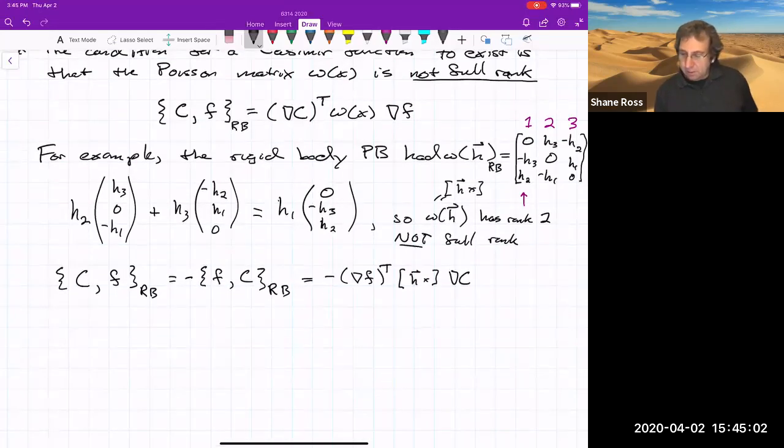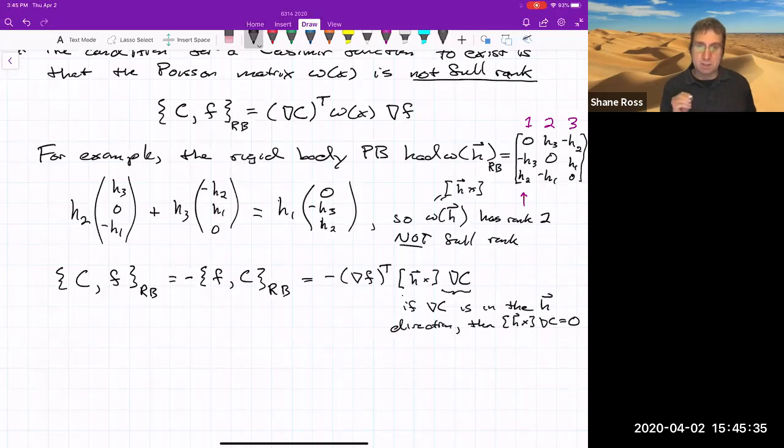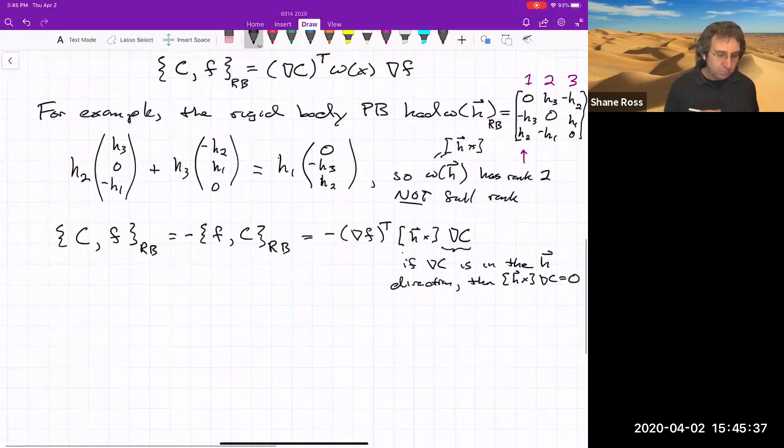So if the gradient of C is in the h direction, so it could be any scalar times h, the vector, then h cross product times gradient of C equals 0, because you'd have h cross h, and it wouldn't matter what the function f is. So what do we get there?